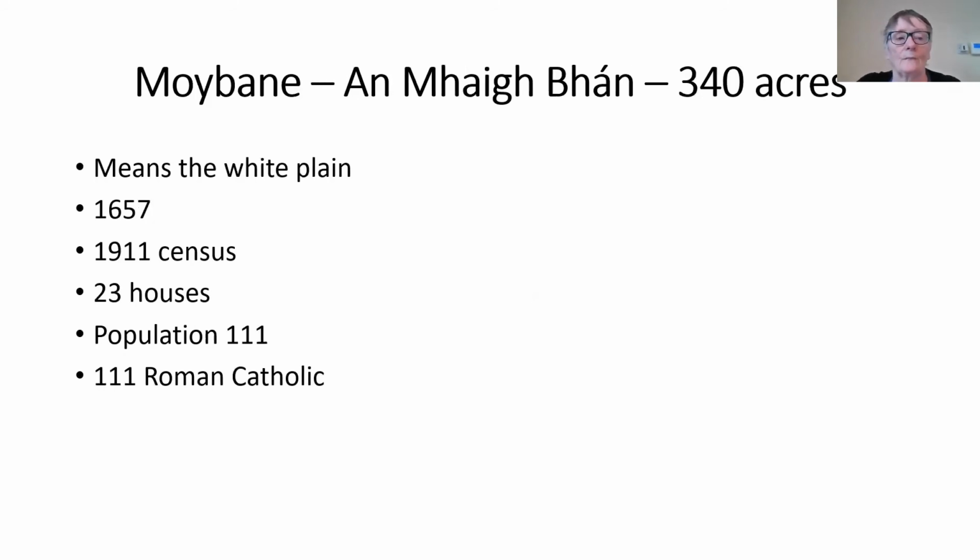Bán, again back to the bone, 340 acres, and it means the white plain. It means flat, so a plain area. If you see that in any of the townland names, it's going to give you the indication.